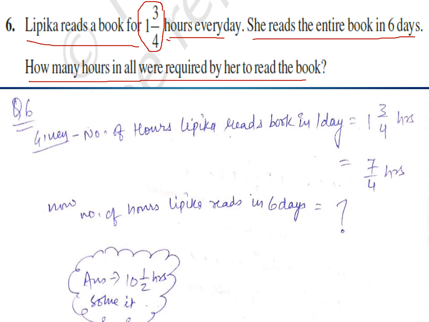First of all, what is given to us? I have written the number of hours Lipika reads the book in one day, that is this many hours. This question is very similar to the question that we have been listening to from childhood. If someone gives you one chocolate for 10 rupees, then for 10 chocolates, how many rupees do you have to give? Very easy.